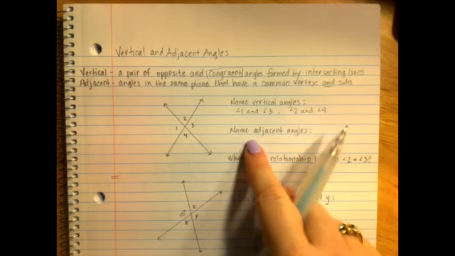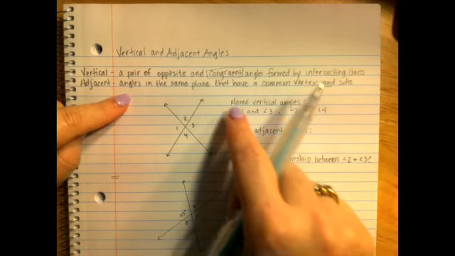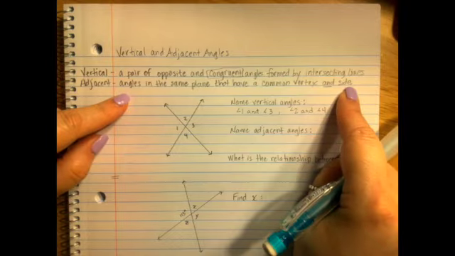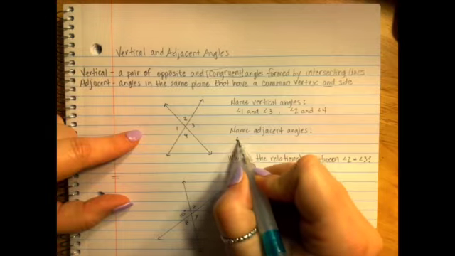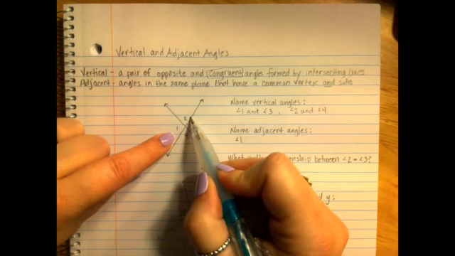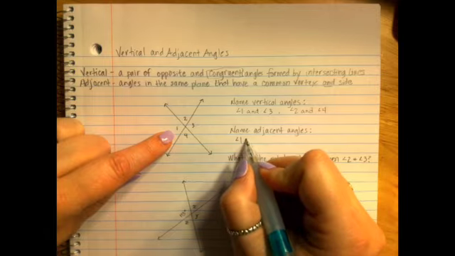Okay, we want to name adjacent angles. Remember, these are angles in the same plane that have a common vertex and a side. So they're going to share a side. I'm going to start out with angle 1. Angle 1 is adjacent to angle 2. They share the same side and they have the same vertex.